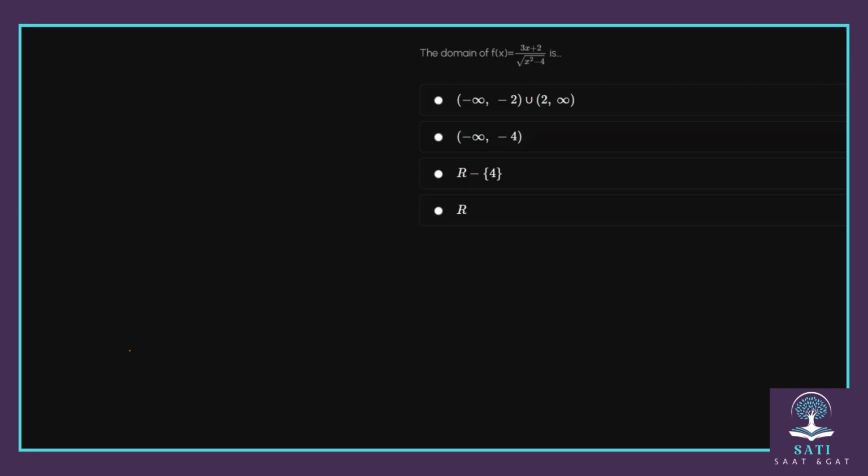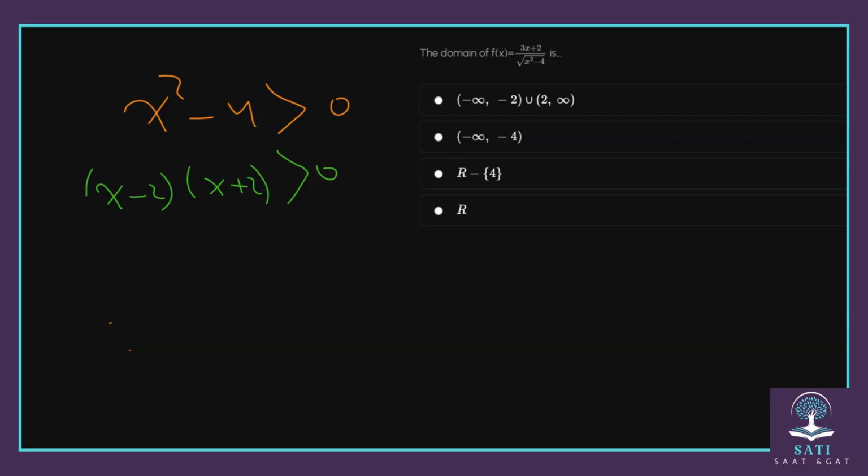And when you know that we have a square root in the denominator, what is inside the square root has to be greater than 0. So that means x squared minus 4 has to be greater than 0. In this case, to find the value of x, we factorize this one. As we know, we factorize it: x minus 2 and x plus 2.